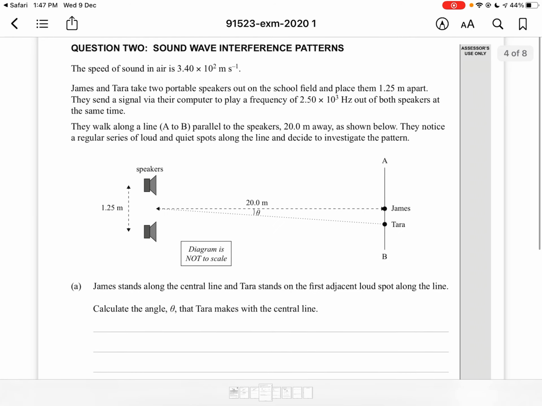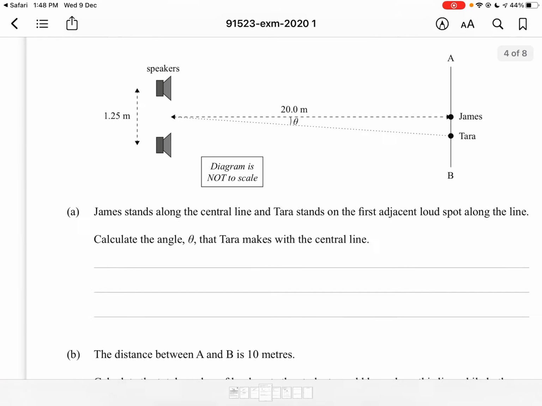Okay, so if we look at question 2, sound waves interference patterns. James and Tara take two portable speakers out onto the school field and place them 1.25 meters apart. They send a signal via the computer to play a frequency of 2.5 times 10 to the power 3 Hz out of both speakers at the same time. They walk along a line A to B parallel to the speakers that are 20 meters away, as shown below. They notice a regular series of loud and quiet spots along the line and decide to investigate the pattern.